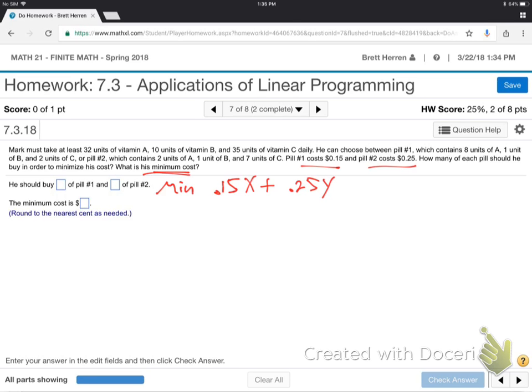Right, there's where we start, where we're trying to maximize or minimize. Remember how we always start with that? Always start with whether you're trying to maximize or minimize. It said minimize cost, so I looked for cost. Cost 15 cents, cost 25. That's X and Y. So that's always how we start.